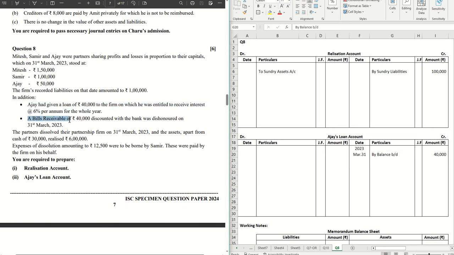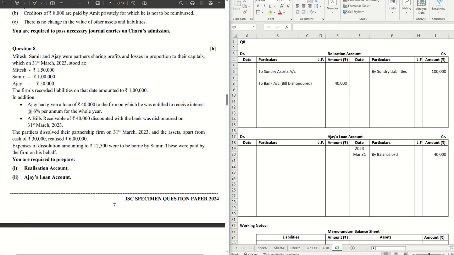Then we have a bill receivable of 40,000 discounted with the bank was dishonored on 31st March 2023. So for this, the journal entry will be straight away. Generally we do debtor's account debit to bank account, but since all our assets are transferred to realization account, it will be realization account debit to bank account. So here we come to bank account. In the bracket you can write bill dishonored, ₹40,000.